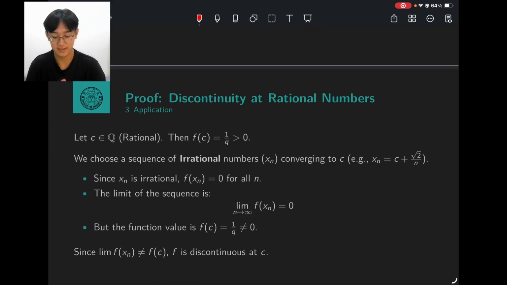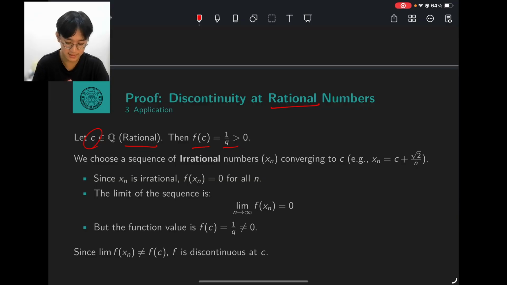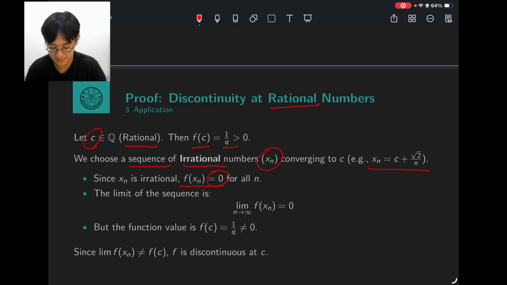So now let's prove the discontinuity at rational numbers. We just need to pick any c in the set of rational numbers, and define f(c) equal to 1 over q. And definitely 1 over q is bigger than 0. We want to find a bad sequence, so we can choose anything. Now we choose a sequence of irrational numbers xn. By the definition, f(xn) will always be 0. For example, we could define xn equal to c plus square root of 2 over n. So all xn will be irrational numbers.